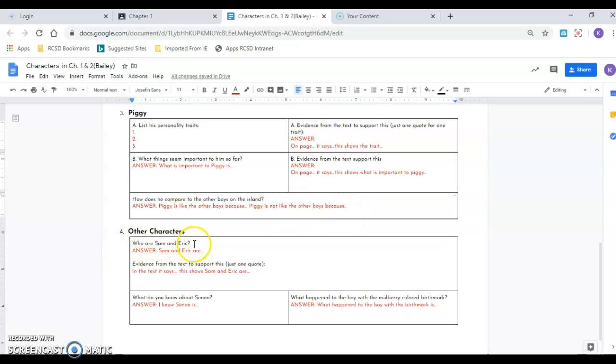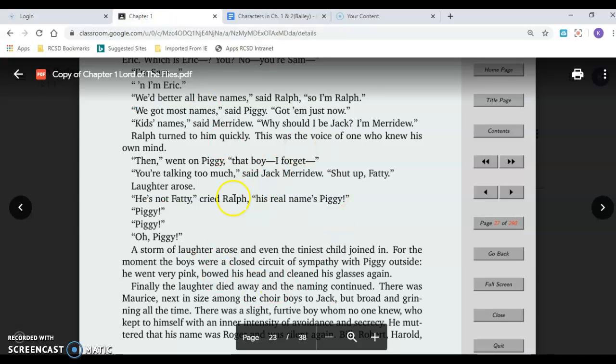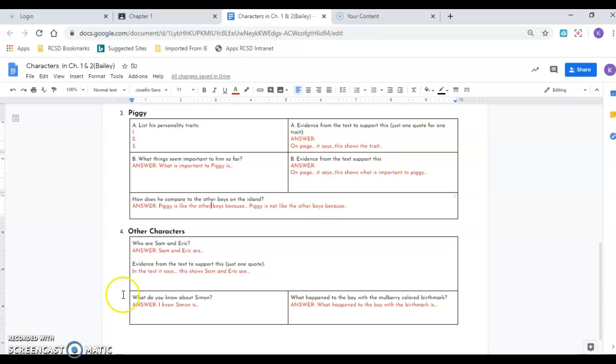Who are Sam and Eric? Answer, Sam and Eric are, evidence from the text to support this, just one quote. And the text that says blank, this shows Sam and Eric are, again, you got to look back in the chapter, find where it talks about Sam and Eric. And maybe that's in chapter two. Maybe you have to go look in chapter two. What do you know about Simon? I know Simon is. What happened to the boy with the mulberry-colored birthmark? What happened to this boy with the birthmark?